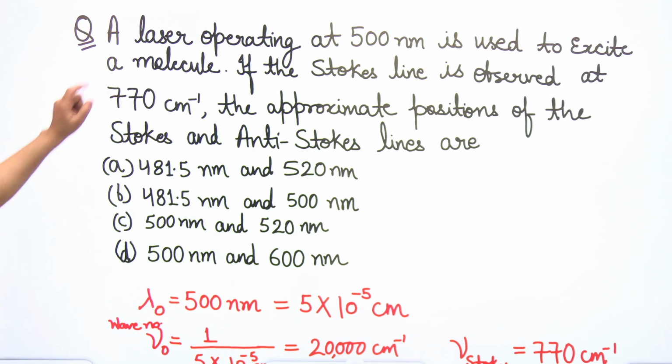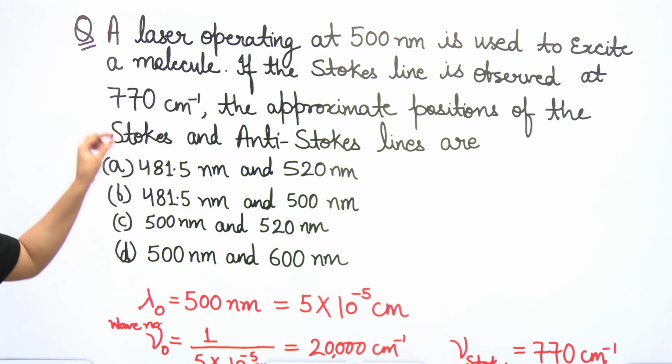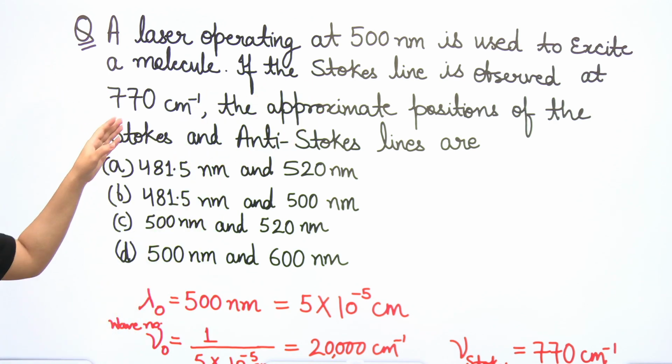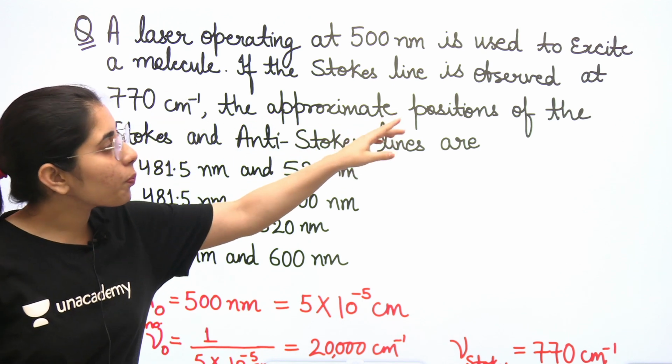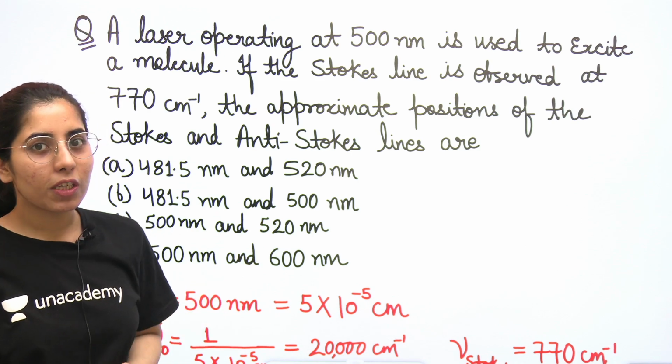So guys, the question is: a laser operating at 500 nanometers is used to excite a molecule. If the Stokes line is observed at 770 centimeter inverse, the approximate positions of the Stokes and anti-Stokes lines are. That's what we need to find.